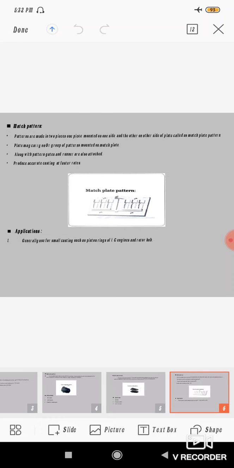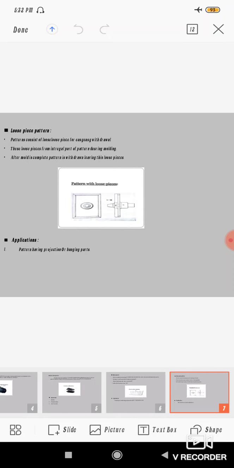Next is match plate pattern. These patterns are made in two pieces, one piece mounted on one side and the other on the other side of a plate called a match plate. The plate may carry one or a group of patterns mounted on it. Along with the pattern, gates and runners are also attached. Produces accurate castings at faster rates. This is a picture of match plate pattern. Applications: generally used for small castings such as piston rings of IC engines and rotor body.